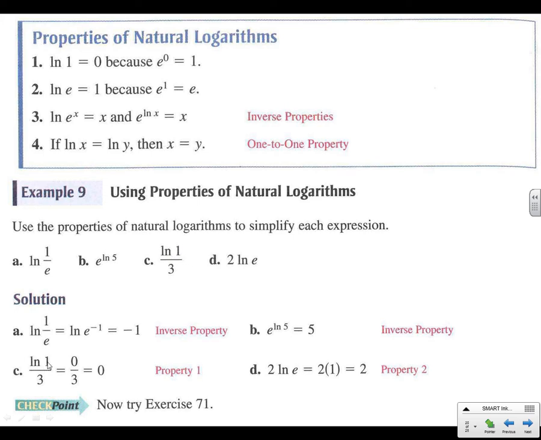The natural log, if we end up with 1, the base must have been e. Natural log of 1 is 0. Any log of 1 is 0. 0 divided by 3 is just 0. What happens to the natural log and e? They're going to cancel out. We're going to be left with just 1. 2 times 1 is just 2.